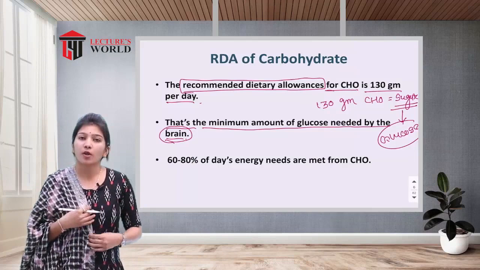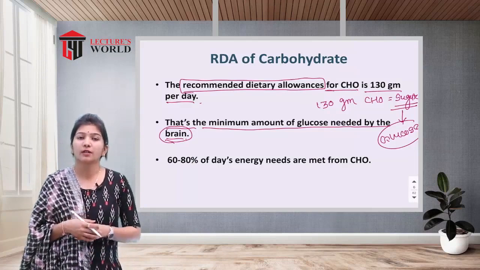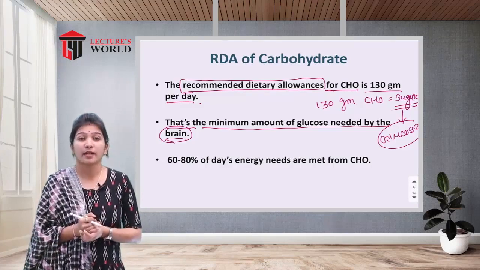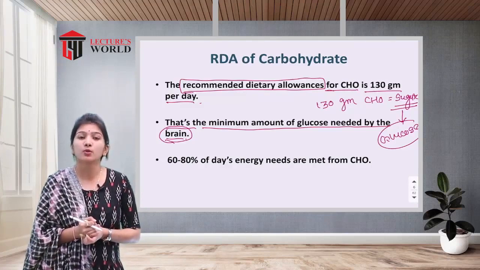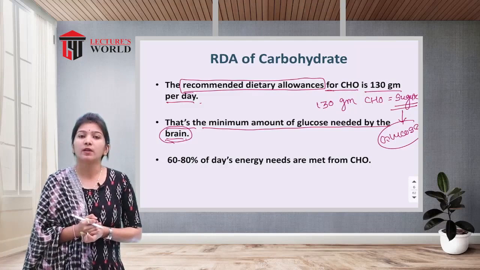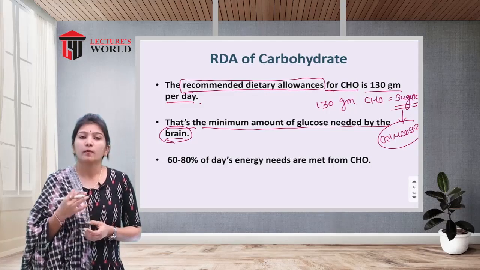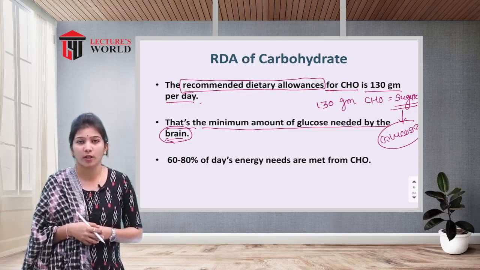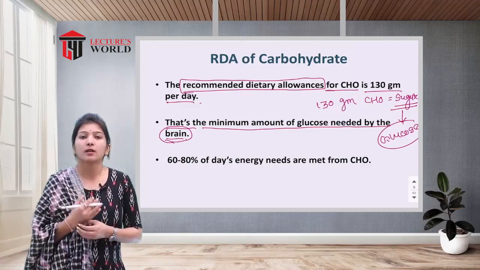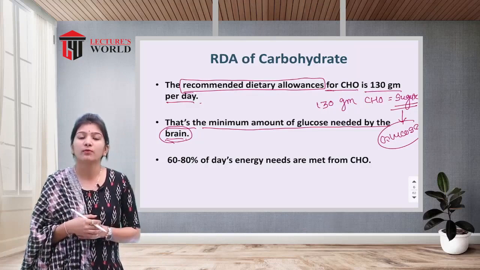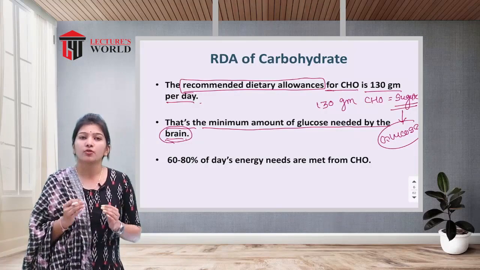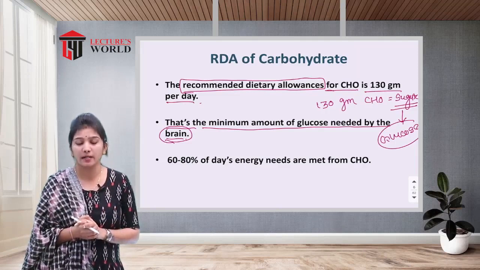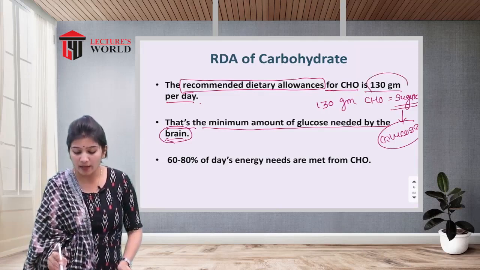If you are not having sugar, if you are not having carbohydrate-rich food, if there is a deficiency of carbohydrate in your body, then what happens? You will feel giddiness, you will feel vertigo. Your brain will not function normally if there is less sugar in your body. So to keep the brain alert and functioning normally, we should have a sufficient amount of carbohydrate in a day, and that is 130 gram per day.